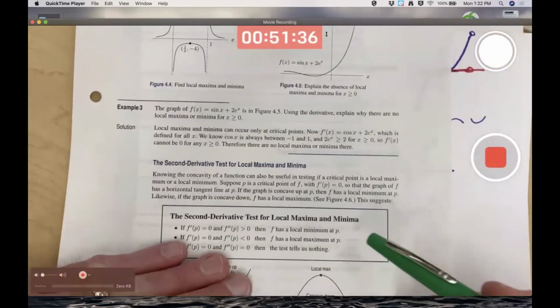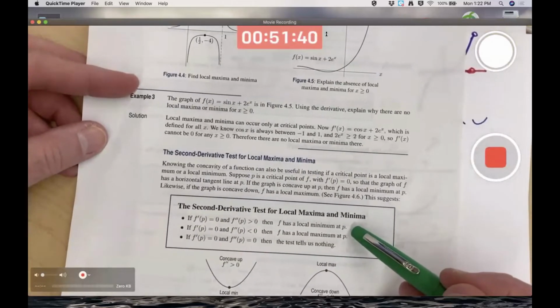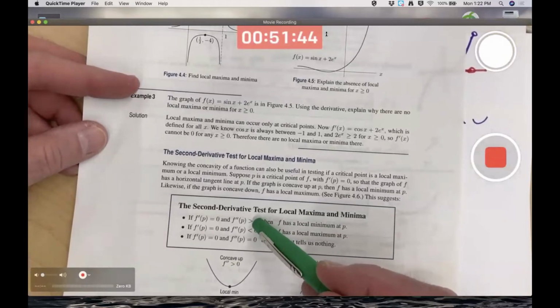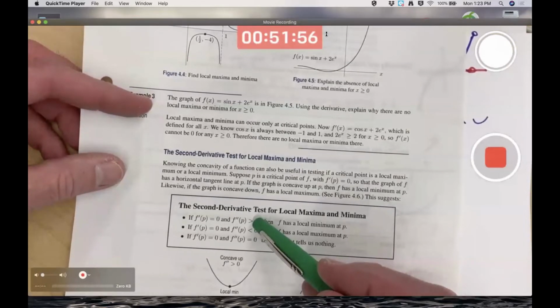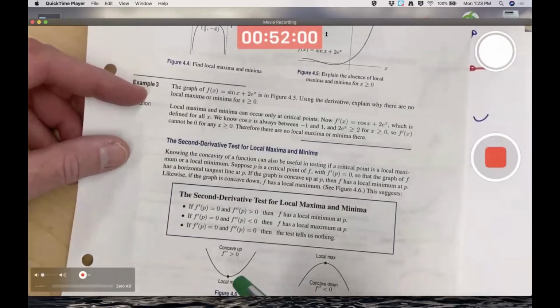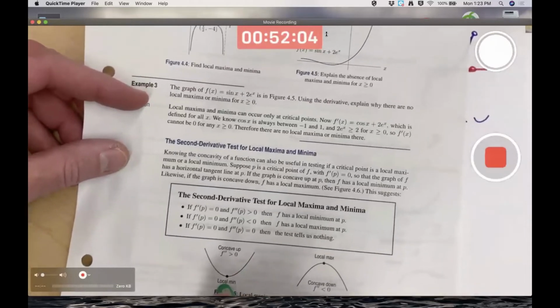I claim these first two bullet points are correct, but they're confusing. Think about them. F double prime is positive. What does that mean about f? What does a positive second derivative over some interval mean about f in its graph? I'm looking for two words. The first starts with C and the second starts with U. The graph is concave up. Looks like a smile. Hey, it's a low point.